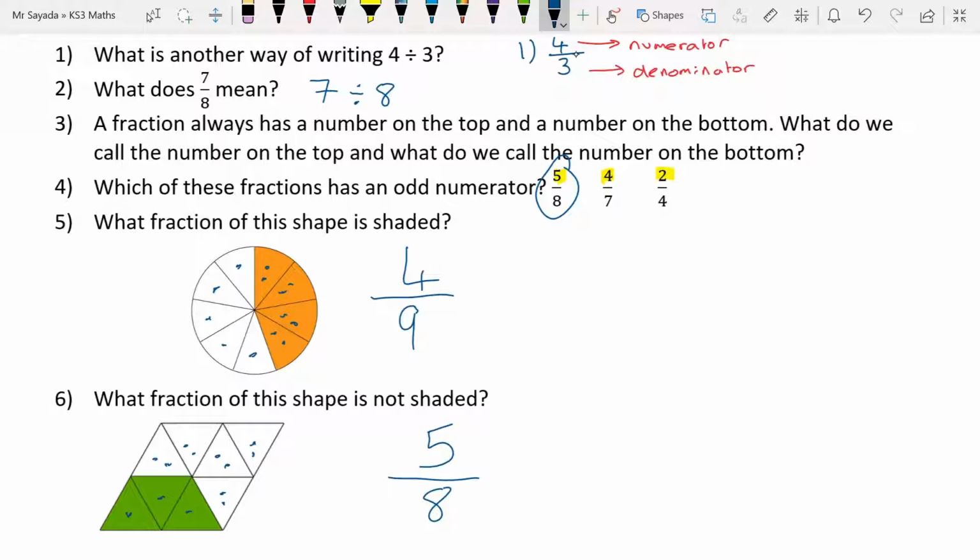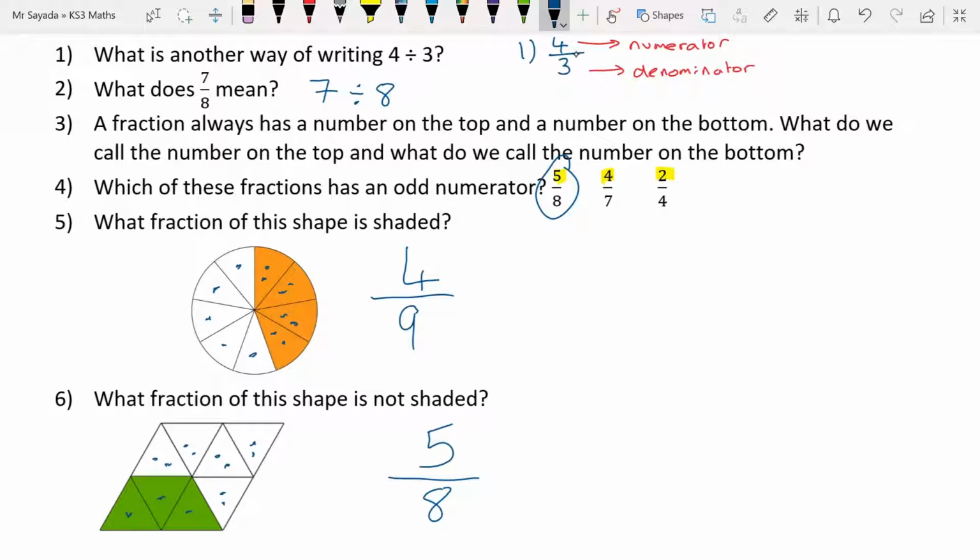Notice in both questions 5 and 6, each part of the shape was the same size. So those shapes have been split into equal parts. The circle in question 5 has been split into 9 equal parts. The parallelogram in question 6 has been split up into 8 equal parts. So that's why we can do it in this simple way. If the shape was not split into equal parts, it would be more complicated, and we'll do that later.